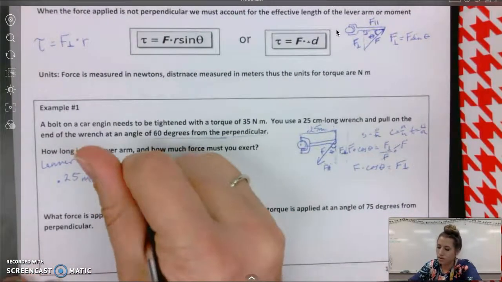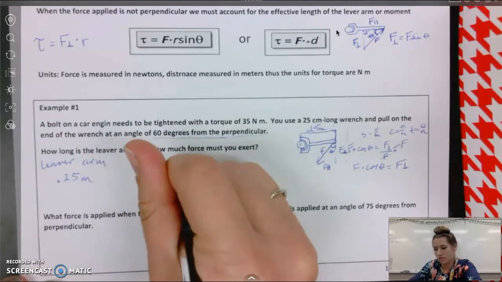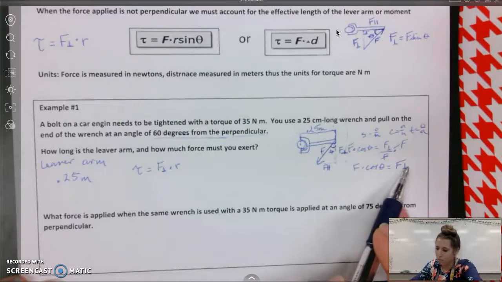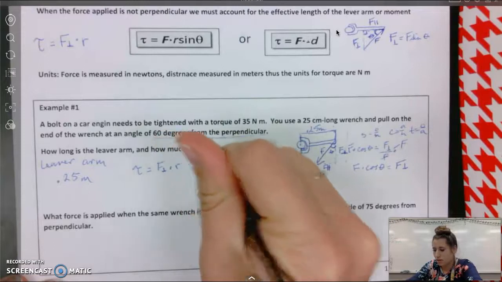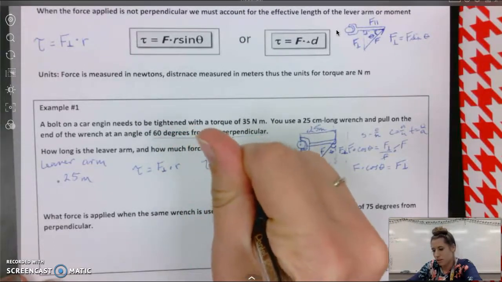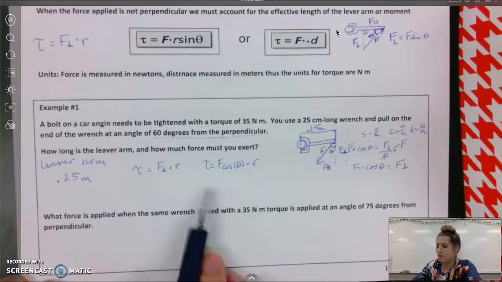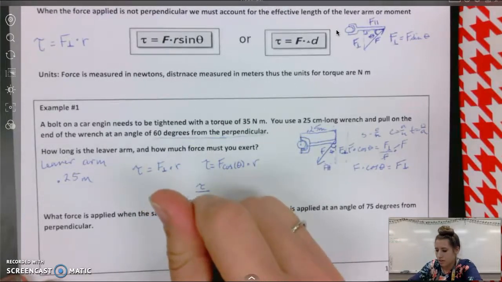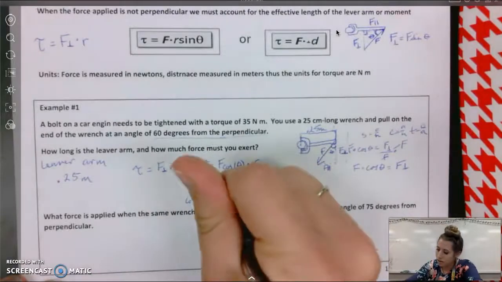How much force must you exert? Well, we know that torque is equal to force perpendicular times that lever arm. And in this situation, that perpendicular component is force cosine theta. So this would be the same thing as torque is equal to force cosine the theta that they've given us multiplied by r. And we're solving for force. So we'll divide by cosine theta and we'll divide by r. So we have our torque divided by cosine theta and divided by r, and that will equal force.